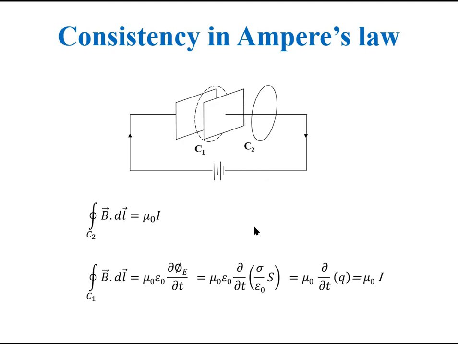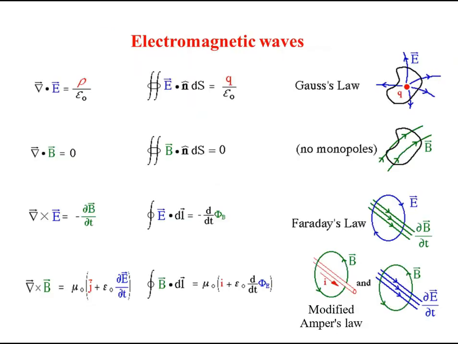With this modification, all the laws got the same form, and the equations for those laws, including the modified Ampere's law, are called Maxwell's equations. So Maxwell's equations in their differential form are: del dot E equals rho by epsilon naught. This is Gauss' law in electrostatics. Del dot B equals 0, which says that there are no magnetic monopoles in nature. Third is del cross E equals minus del B over del t, which is Faraday's law. And the fourth is del cross B equals mu naught times J_C plus J_D, which is the modified Ampere's law.